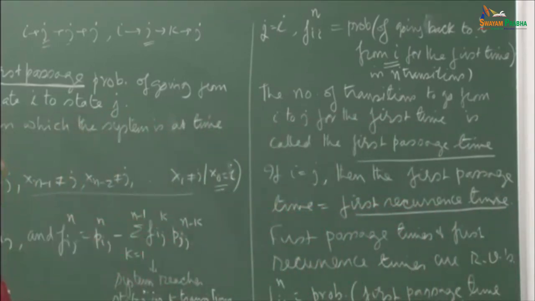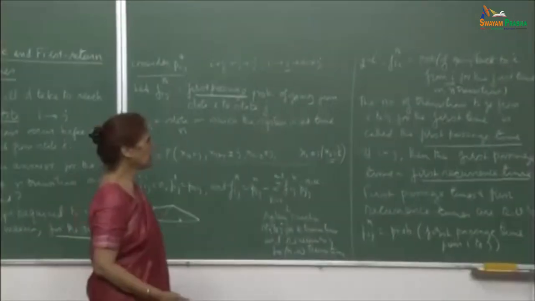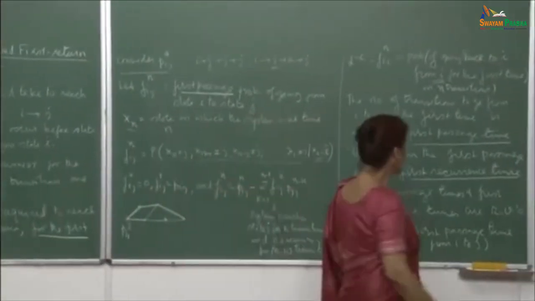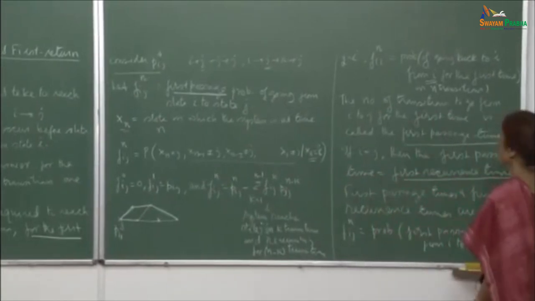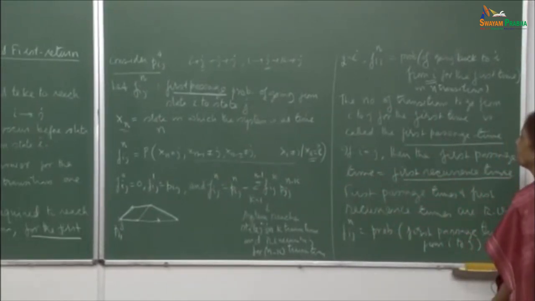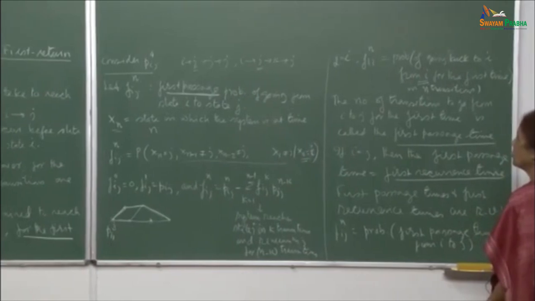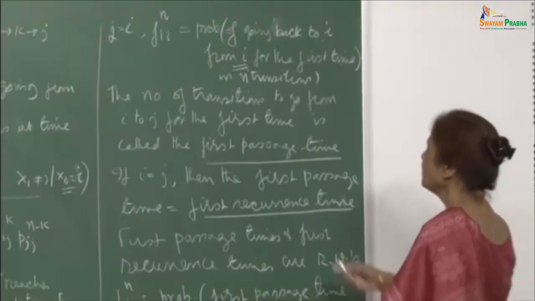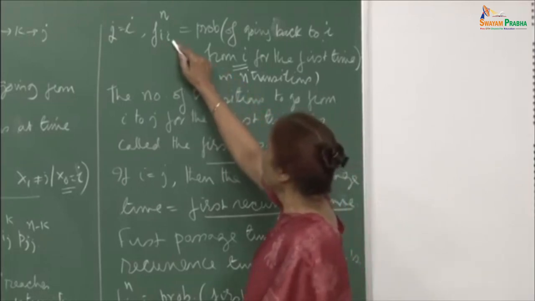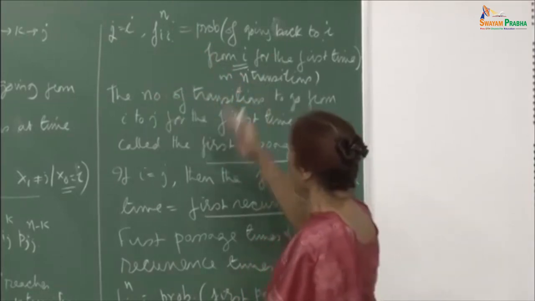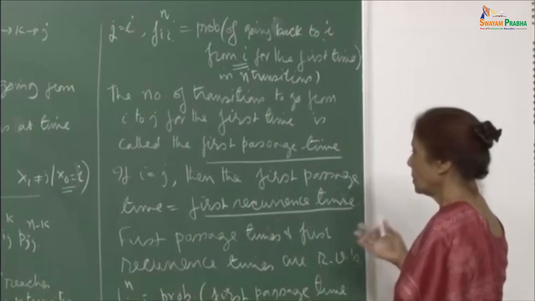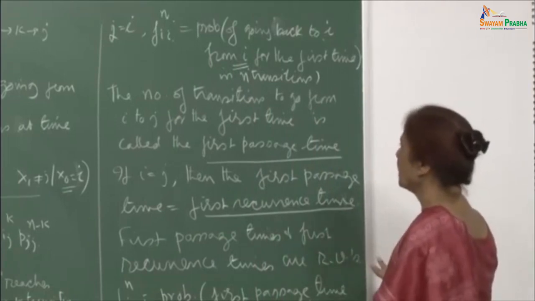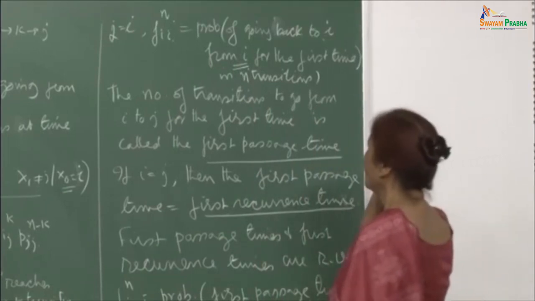I had used the word recurrence earlier, and I said we will define it later on. We will of course be talking in detail about these first passage times and first return times. So, first return probability is your recurrence probability, the probability of recurrence. But here of course, we are saying it in terms of n transitions, and then you would want to know the probability of ever returning to state i, and so we will compute that also.